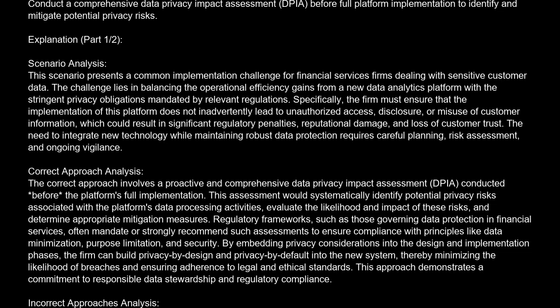The correct answer is B. Conduct a comprehensive data privacy impact assessment, DPIA, before full platform implementation to identify and mitigate potential privacy risks.